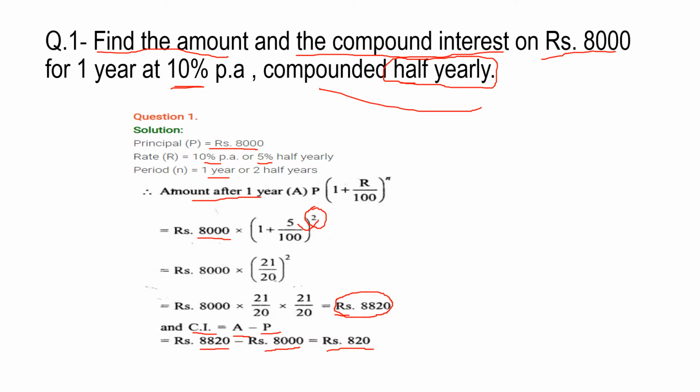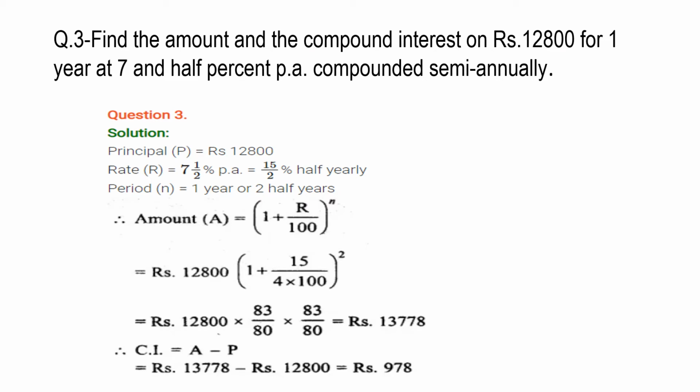So this was our question number 1, in which we have discussed only one thing, that whenever half yearly is given to you in the question, you have to divide the rate by 2 and multiply the time by 2. Clear? So question number 3 now.